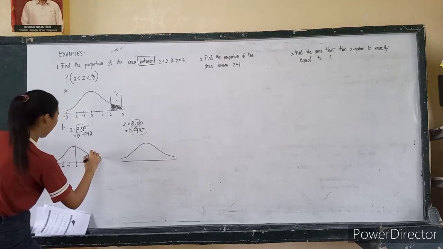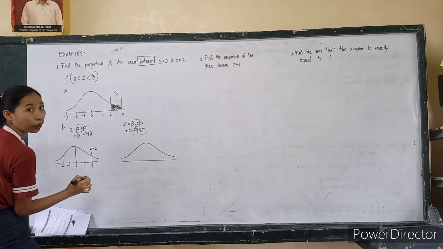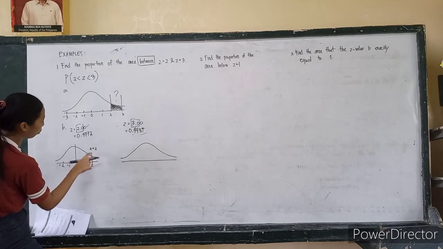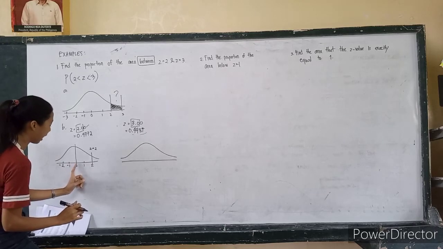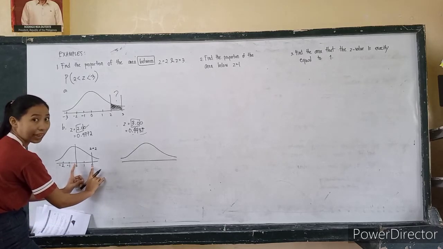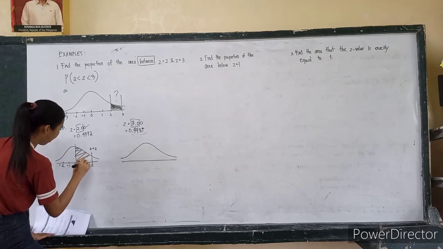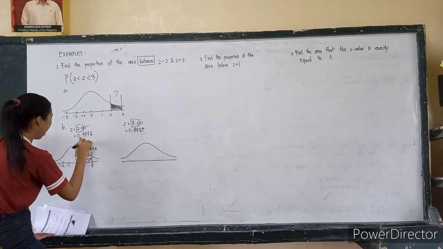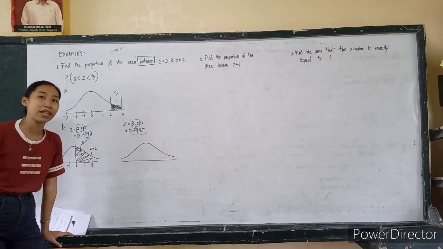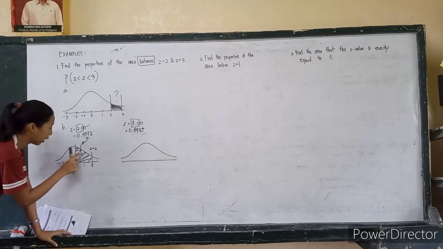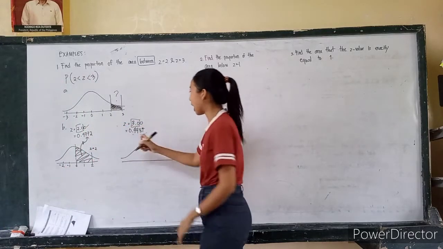Remember this, z is equal to 2. Remember, z is equal to 2 is this line, but the region goes from here, toward here. This area under the curve, this part right here, is 0.4772. I will shade this area. Whereas on the other side, we find 0.4987.